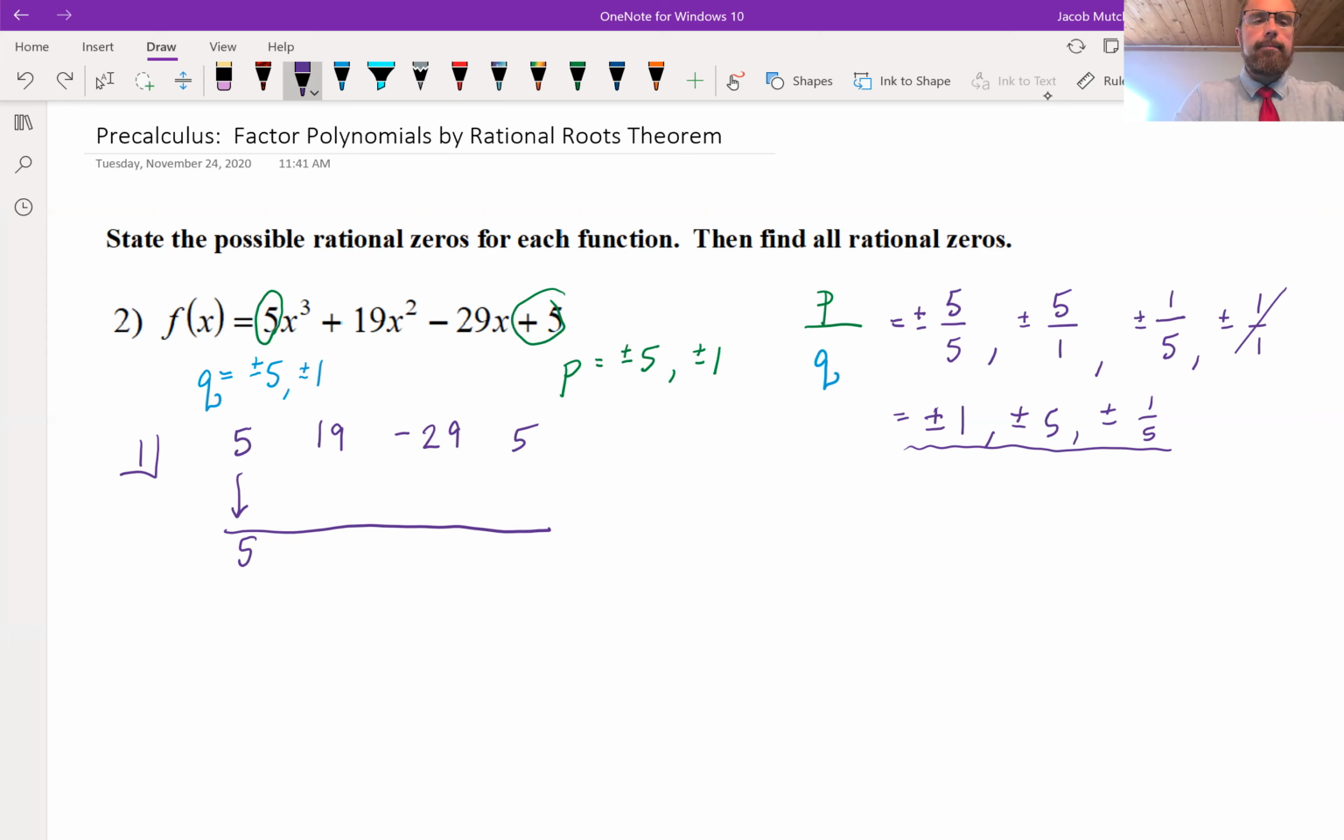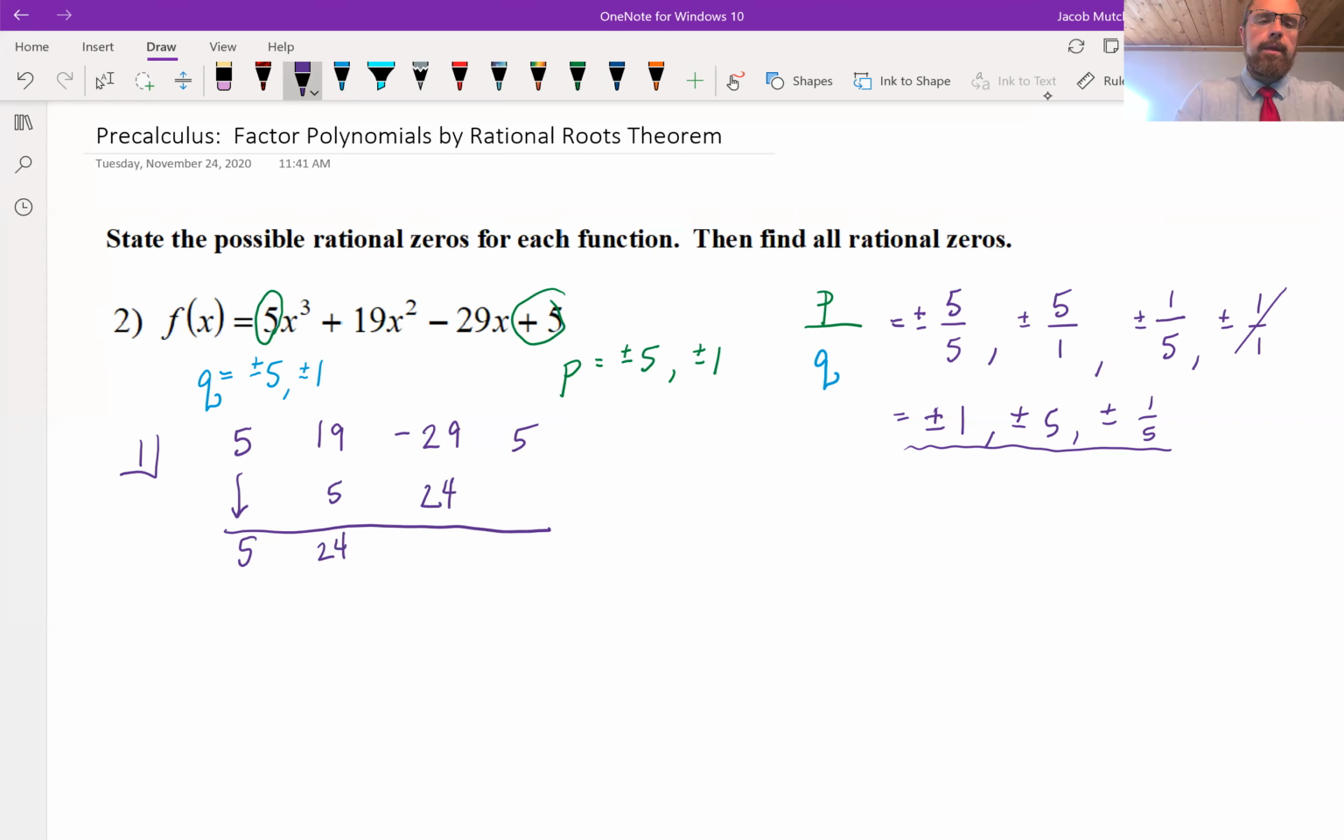So I'll multiply here. 1 times 5 is 5. 19 plus 5 is 24. 1 times 24 is 24. Negative 29 plus 24 is negative 5. 1 times negative 5 is negative 5. And that reduces to 0. So one of my roots here is going to be 1. So I'll start listing out here because I've found one of them. It's positive 1. If I wanted to write it in factored form, I would take the opposite sign. Remember that number in the corner is a solution. So the factor that would correspond with positive 1 is x minus 1.